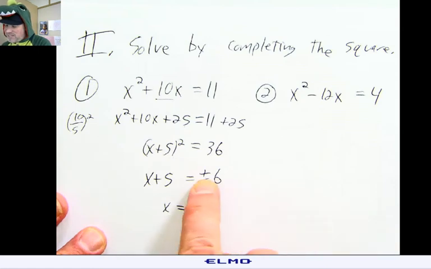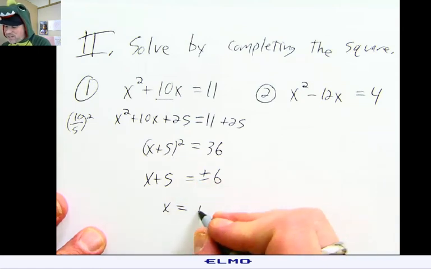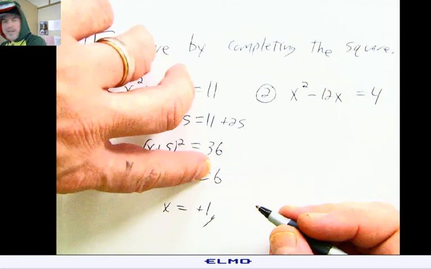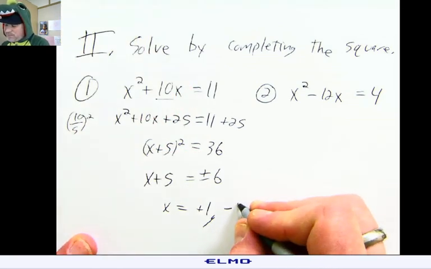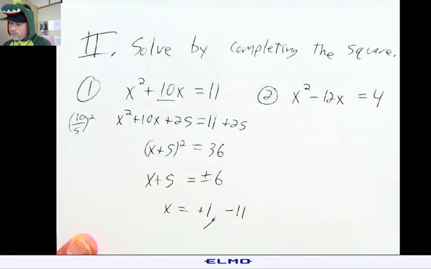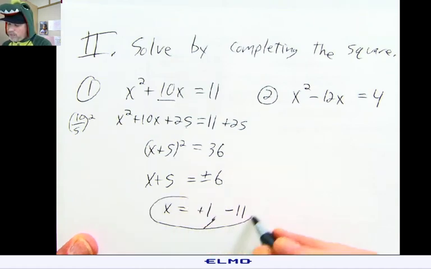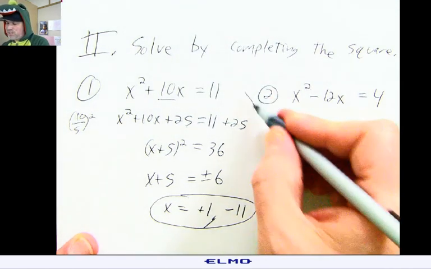And positive 6 minus 5 is positive 1. And negative 6 minus 5 is negative 11. And those are my two answers. You will get two answers on these typically because they're x squared problems.